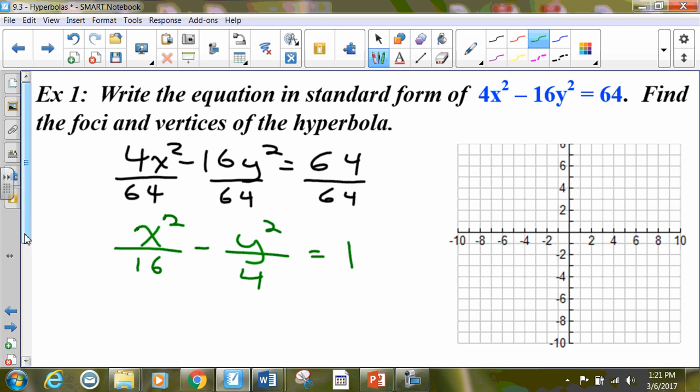It says write it and then find the foci and vertices of the hyperbola. Let's graph it. Is there not a graph on yours? Here, but there is on the next. Oh, okay, so then you know what? Let's not graph it. Let's go ahead and find the foci and the vertices.